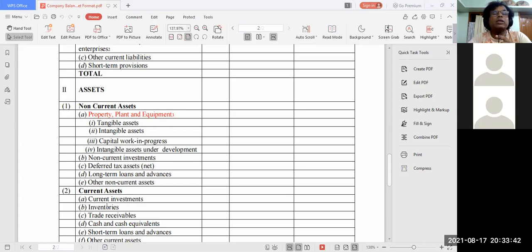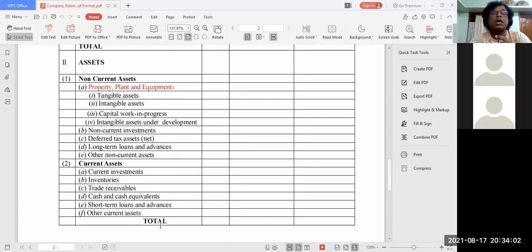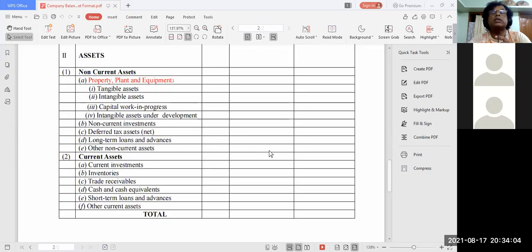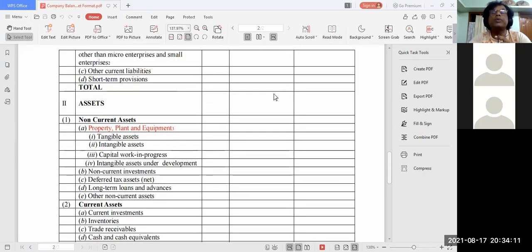And after that, you shall write current asset. Everybody knows what is current asset; you learned in HS first year also. So current investment, inventory, trade receivable like debtors and bills receivable, then cash, bank balances, short-term loans, other current assets, if any, all these will be there. Then you total the asset side, and this total and the liability total should be equal. So this is the format of the balance sheet.